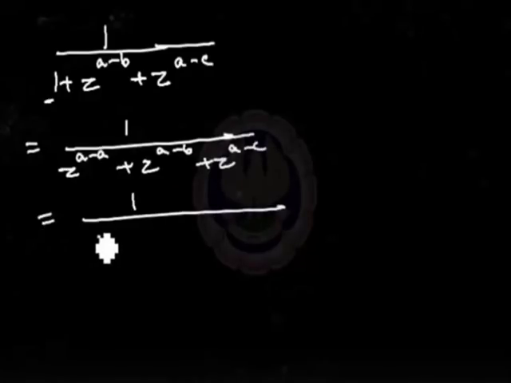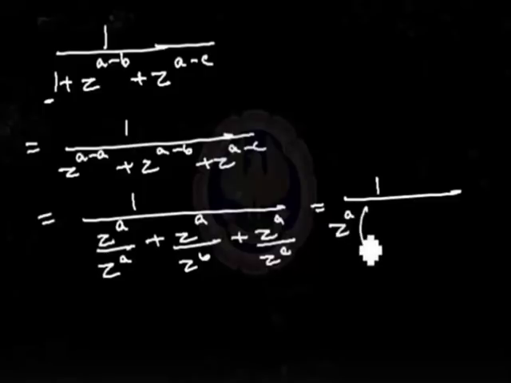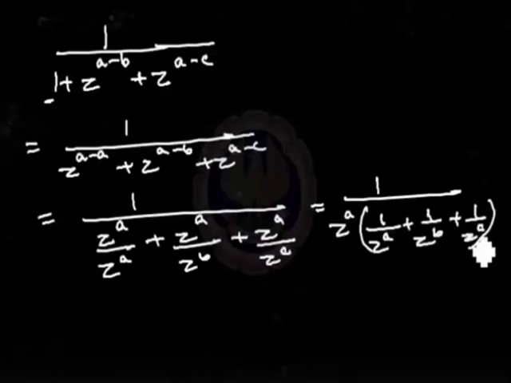Using x to the power a minus b is equal to x to the power a by x to the power b, this can be written as 1 by z to the power a by z to the power a plus z to the power a by z to the power b plus z to the power a by z to the power c. Correct? Let's take z to the power a common. So we are left with 1 by z to the power a plus 1 by z to the power b plus 1 by z to the power c. Agreed?